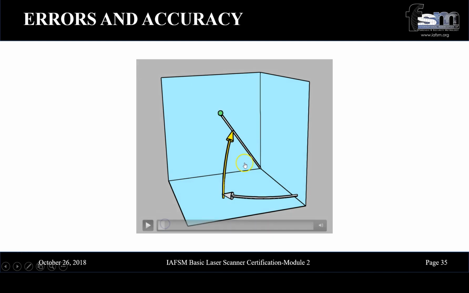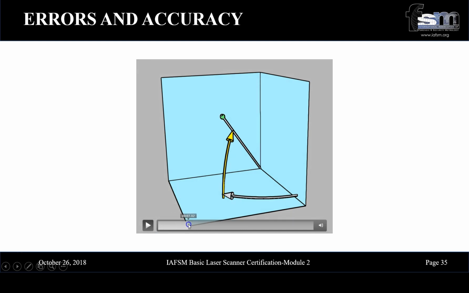So if we're talking about the range error, just down here where the scanner's mirror would be, it would shoot a beam out, and let's say it would hit a point somewhere over here. Well, there could be a plus or minus error range on this. So I'm just moving this little point here forward and back, something like this. So that's one component of the error.